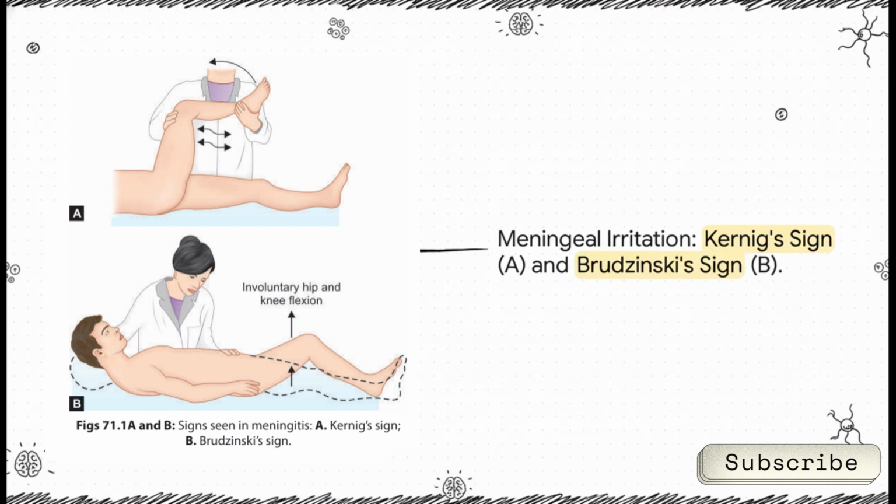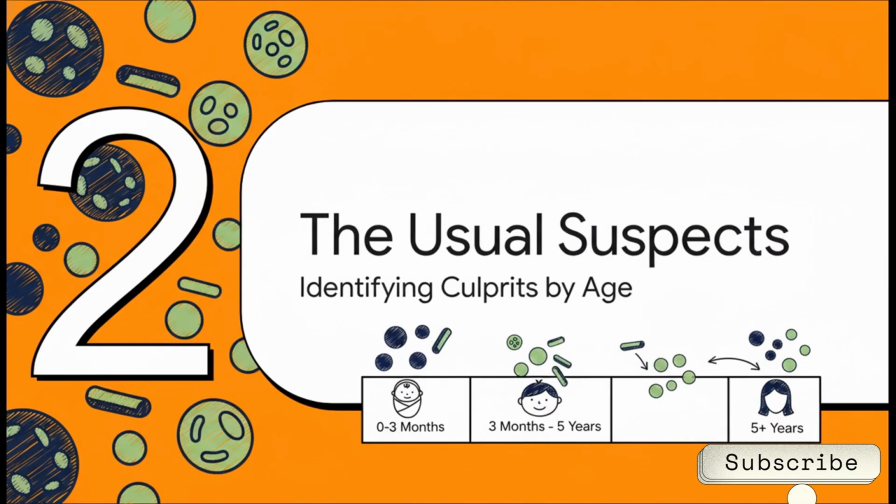And check this out. There are 2 classic physical exam signs you have to know for this. First, you've got Koenig sign. You flex the patient's hip, then try to straighten their knee, and it's super painful. Then there's Brudzinski's sign. You just flex the patient's neck forward, and watch this. Their hips and knees automatically flex up. Both of these are screaming meningeal irritation. They're practically pathognomonic, which is a fancy way of saying if you see these, you can be almost certain you're dealing with meningitis.